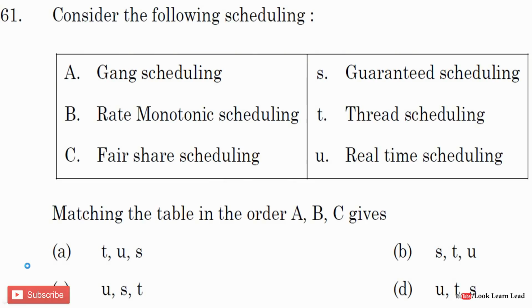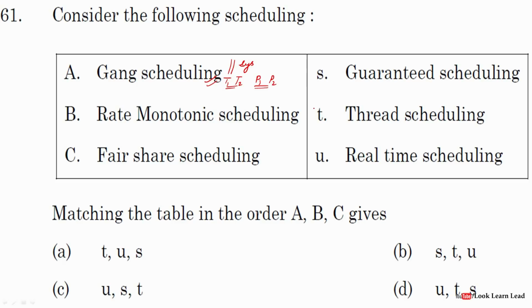In this question we have a match the following, and we are talking about gang scheduling, rate monotonic scheduling, and fair share scheduling. So let's discuss what gang scheduling is. Gang scheduling is generally used by parallel systems, and it is related to scheduling threads that are related to each other. That is, if two threads are related to each other, then these threads would be scheduled on two different processors. It is used in parallel systems to schedule related threads on different processors.